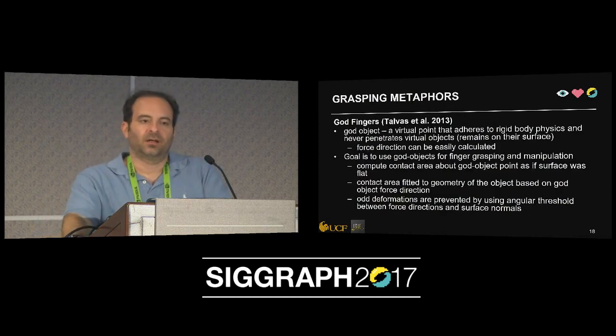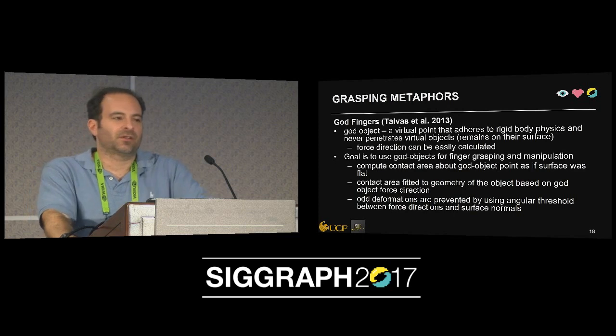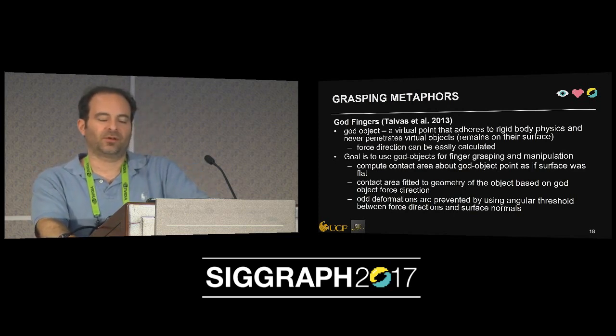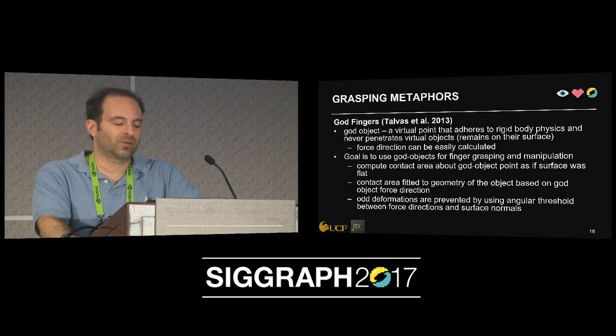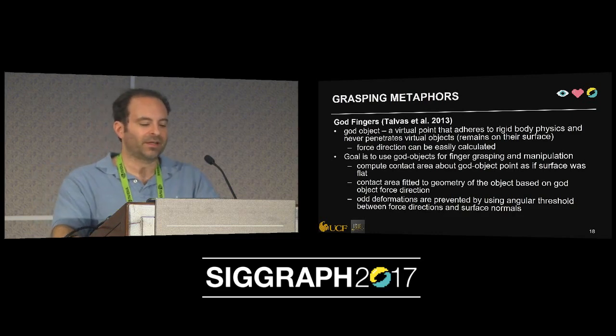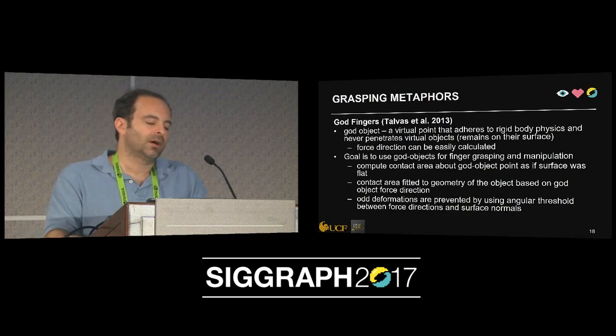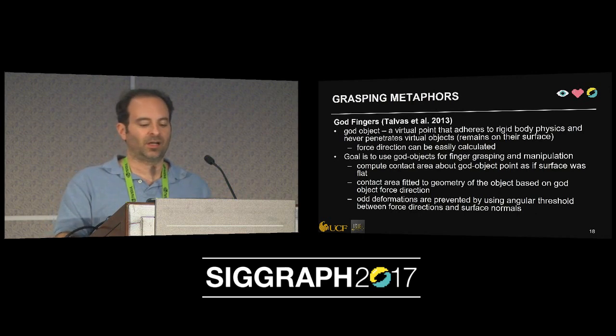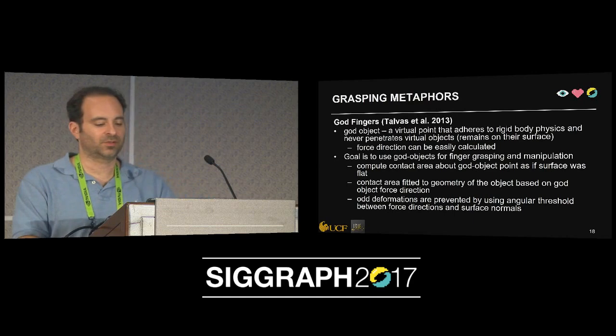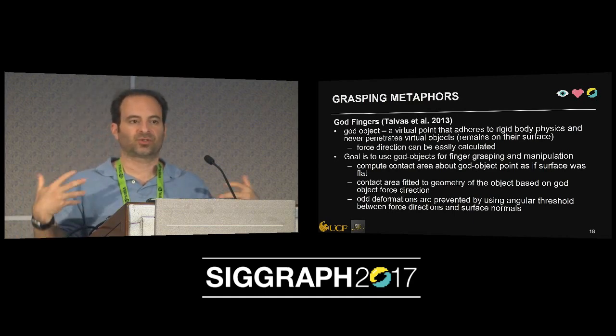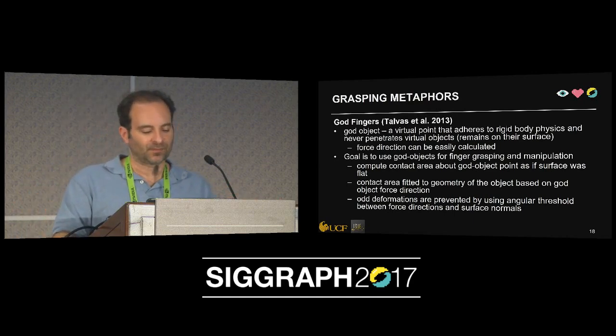The third one is called God fingers, and this is very strange. Some of the names that we come up with for techniques are very strange, as you're going to see as we move forward. But these are known as God fingers, and they're based on something called the God object. And why they call it the God object, I really don't know. But the God object basically is a virtual point that adheres to rigid body physics and never penetrates a virtual object. So it always remains on the surface, and that's the constraint that is applied to it.